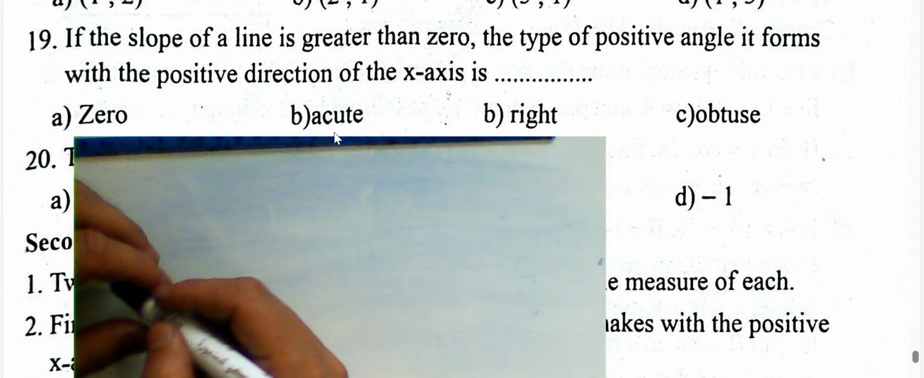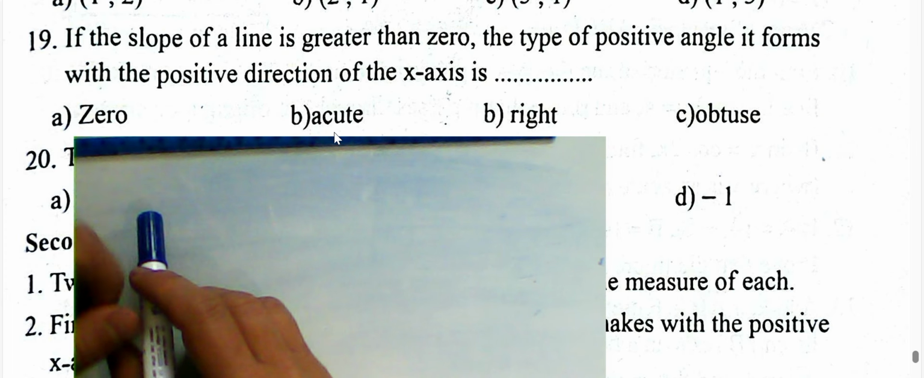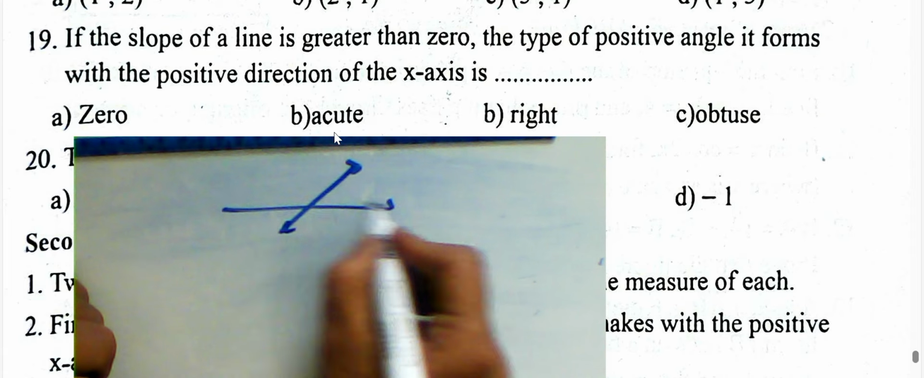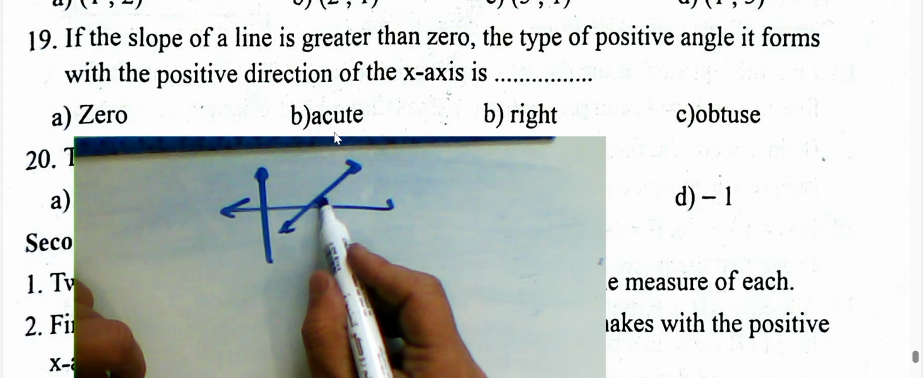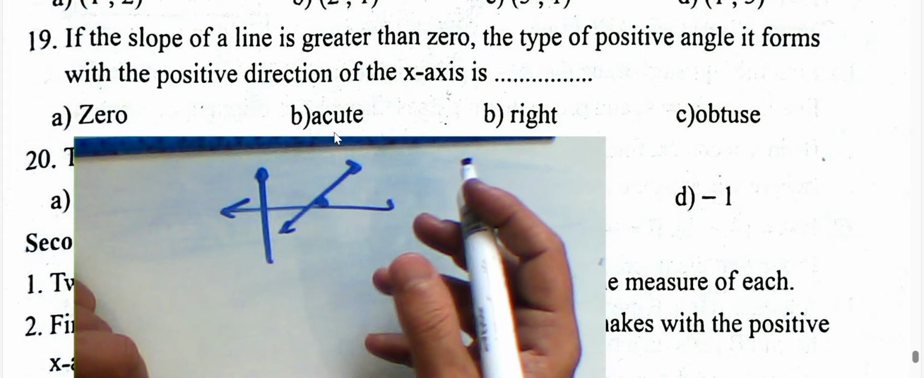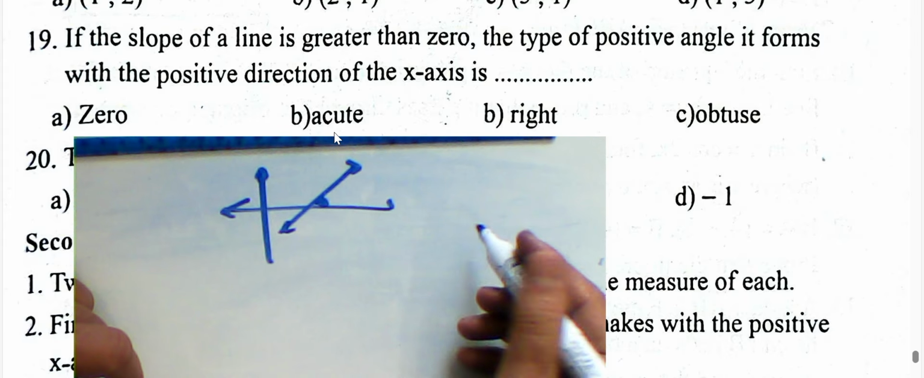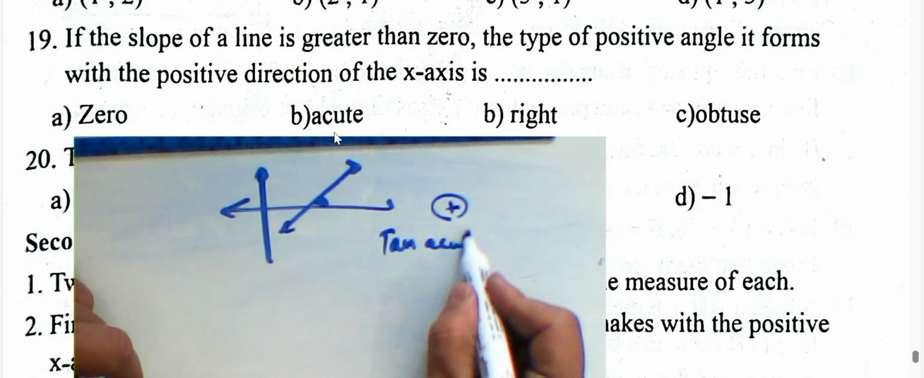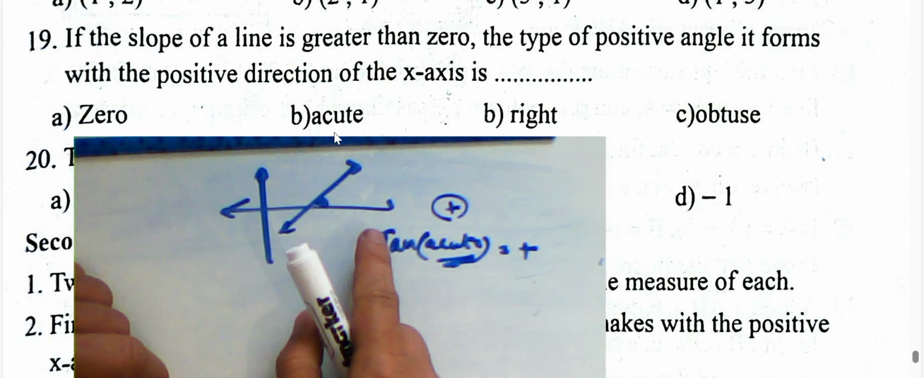Example: the slope of the line is greater than 0. The positive angle formed with the positive direction of the x-axis is like this straight line cutting the x-axis at an acute angle, because the measure of this angle is less than 90 degrees. Why? Because the slope is greater than 0, meaning positive. The sign will be positive, so the angle must be acute.